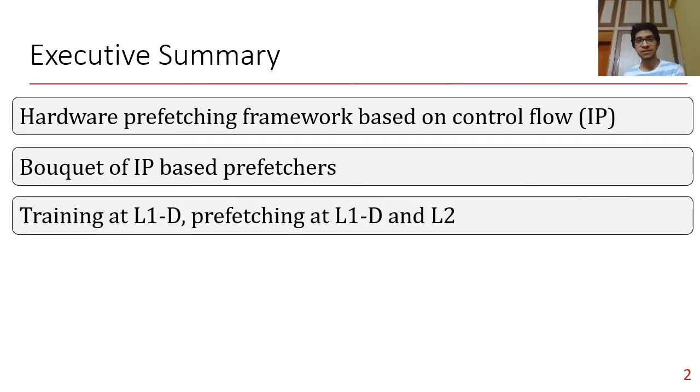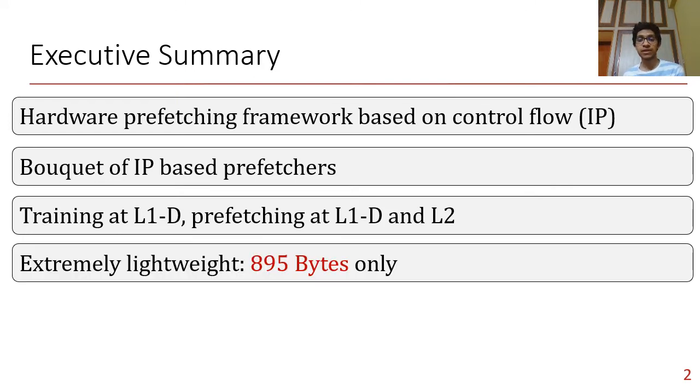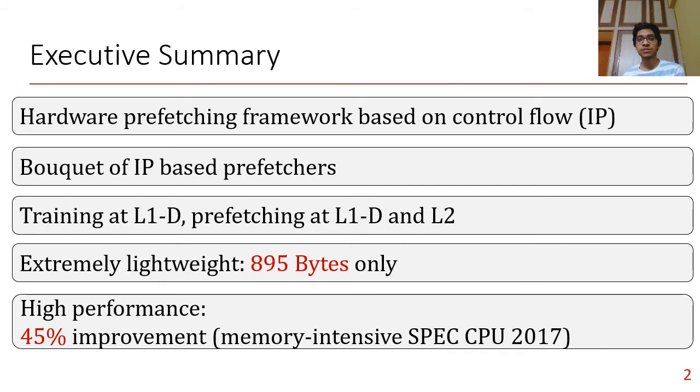The training is done at the L1 level, and this knowledge is used to perform prefetching at both the L1 and the L2 levels. Our prefetching framework is extremely lightweight. The combined storage requirement at both the L1 and L2 levels is only 895 bytes. The performance improvement is 45% over a baseline with no prefetching for memory-intensive Spec 2017 benchmarks. Before getting into the topic, let's start with a bit of background.